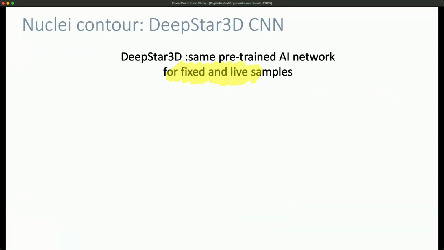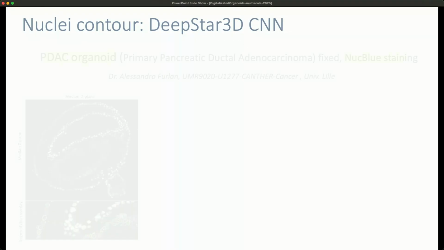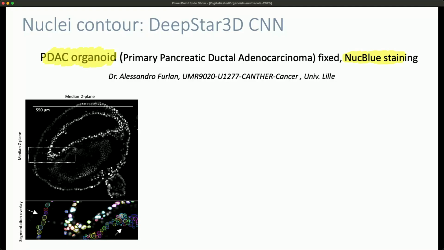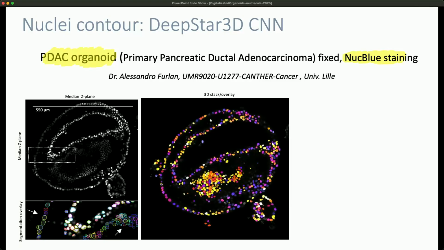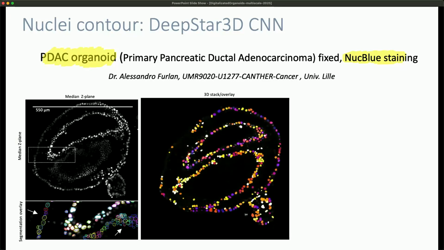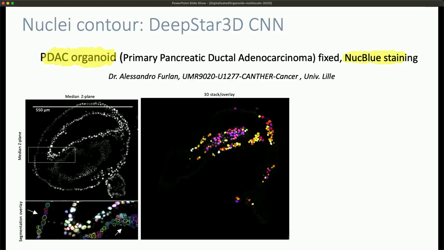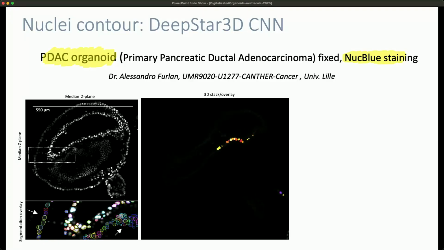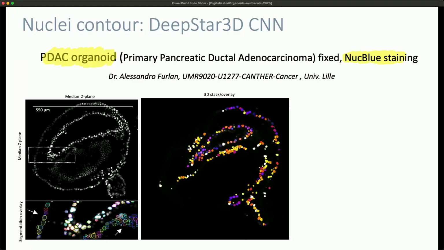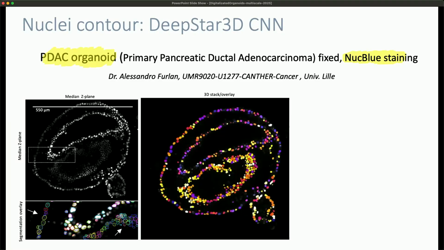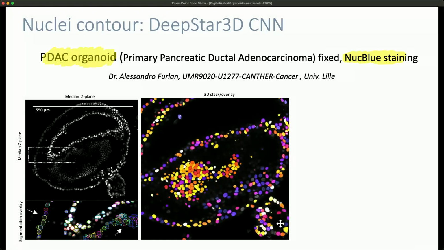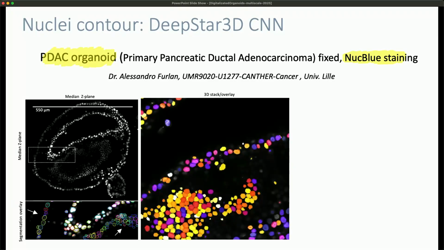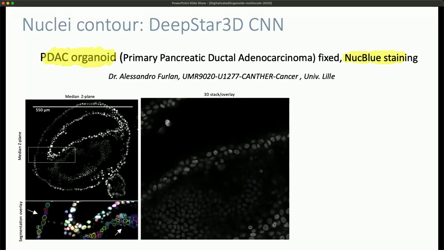So yes, here it's where I'm playing a bit with we are the best of the world. Let's move a little bit further. I just want to show you this big guy actually, because it's something that is very challenging. So this is a primary pancreatic ductal adenocarcinoma, PDAC, stained with nuc blue, and all the images have been acquired here in France and not in Singapore, at the Université de Lille with Dr. Alessandro Furlan. And as you can see, it's very huge.